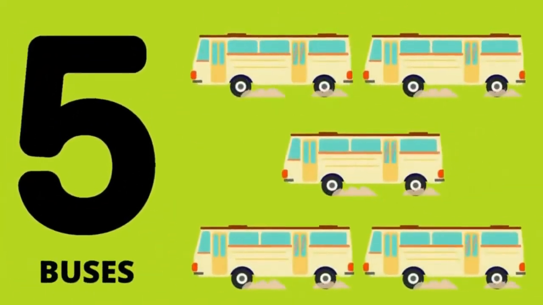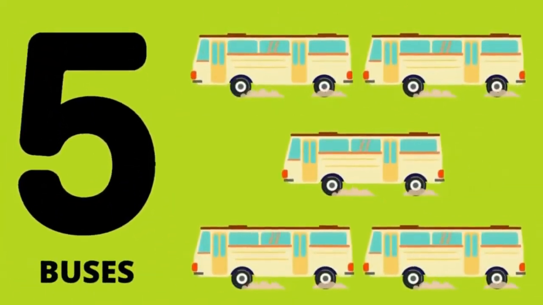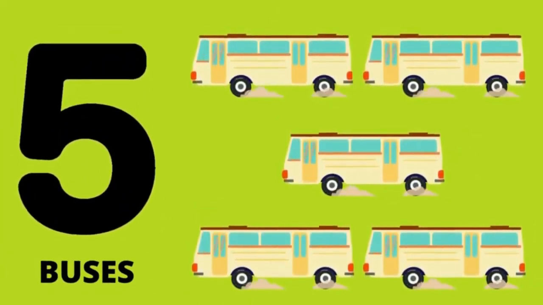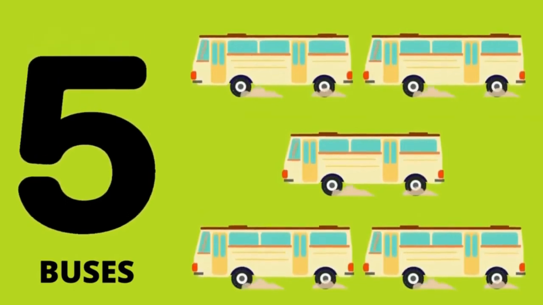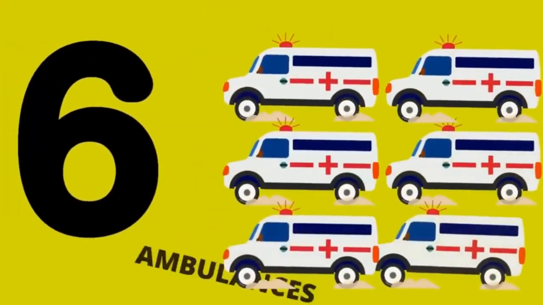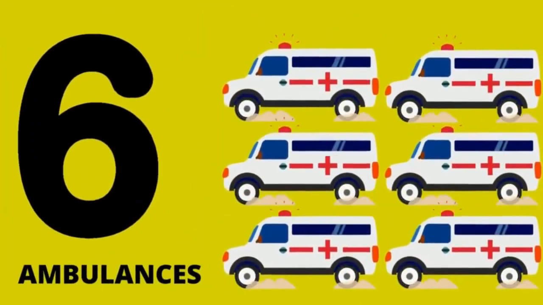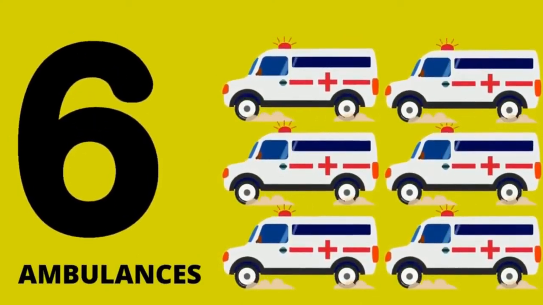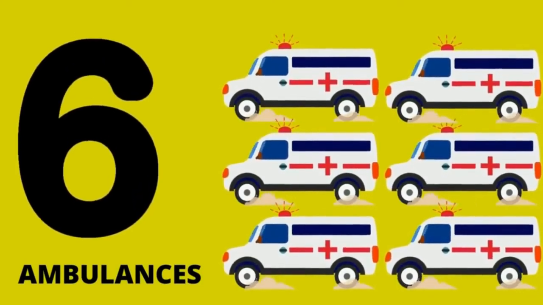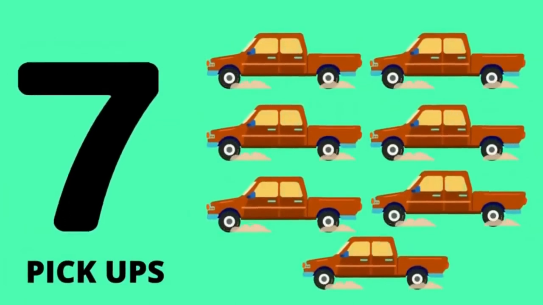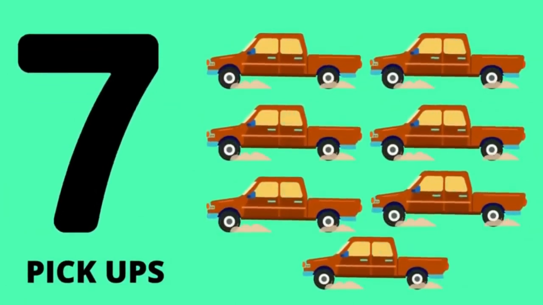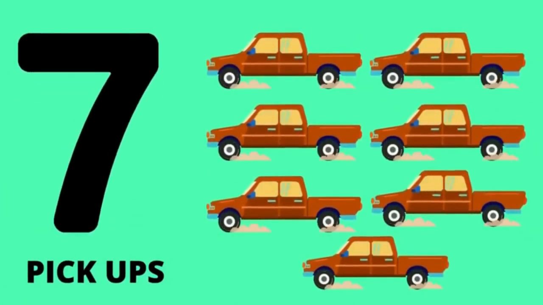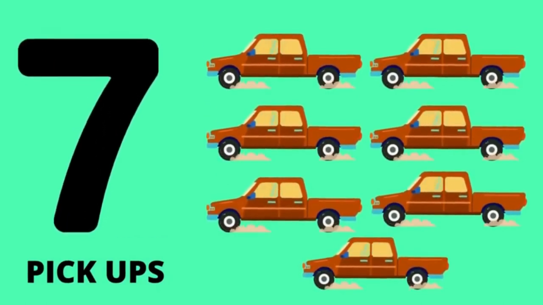5 buses. 1, 2, 3, 4, 5. 5 buses. 6 ambulances. Count with me. 1, 2, 3, 4, 5, 6. 6 ambulances. 7 pickups. Again count with me. 1, 2, 3, 4, 5, 6, 7.